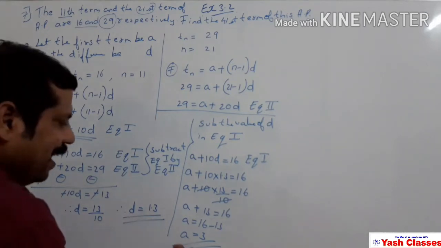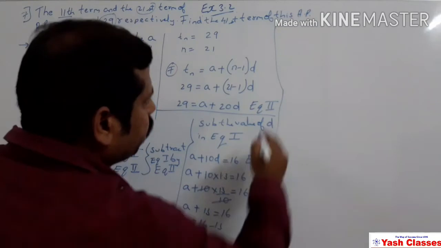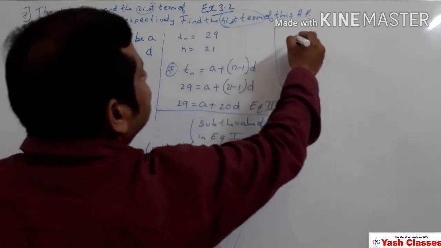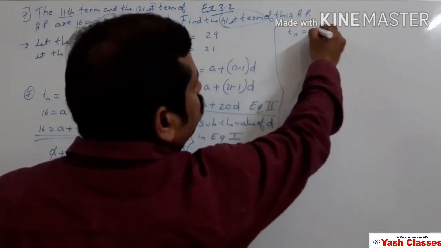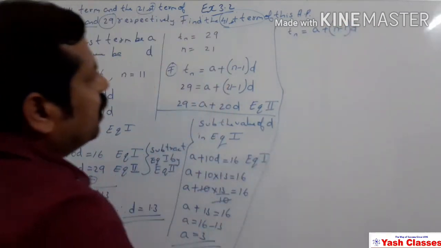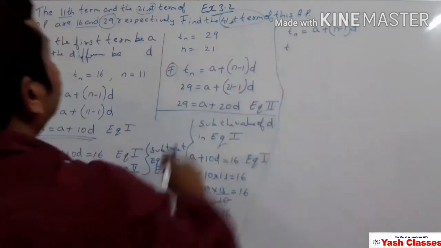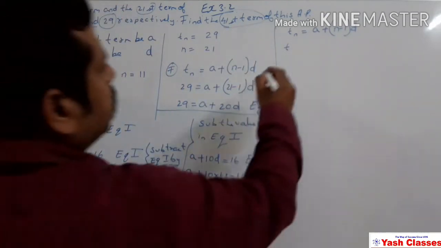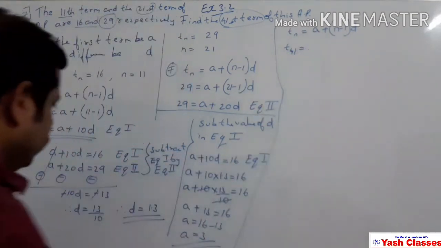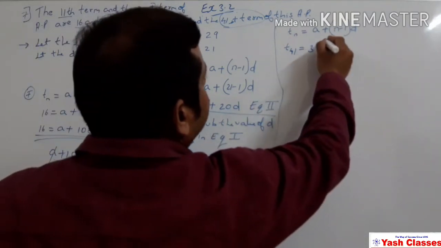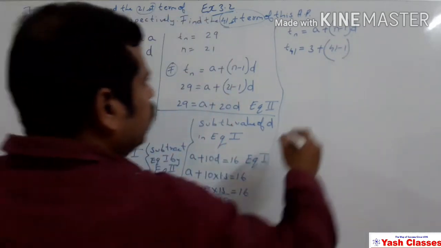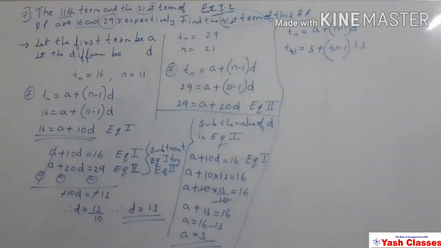Here you got D and A. Now we have to find the 41st term. So the formula is Tn is equal to A plus bracket n minus 1 D. This is your formula. Now here n is given 41. A we got 3, plus n 41 minus 1, and D is 1.3.